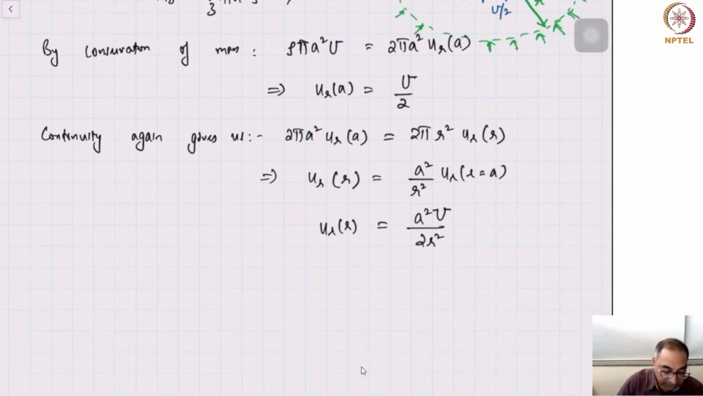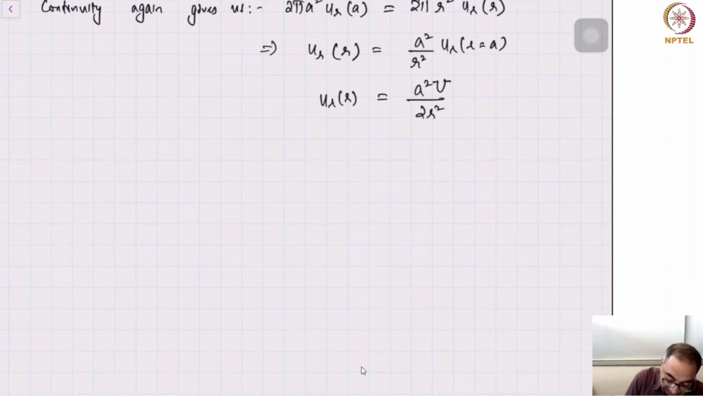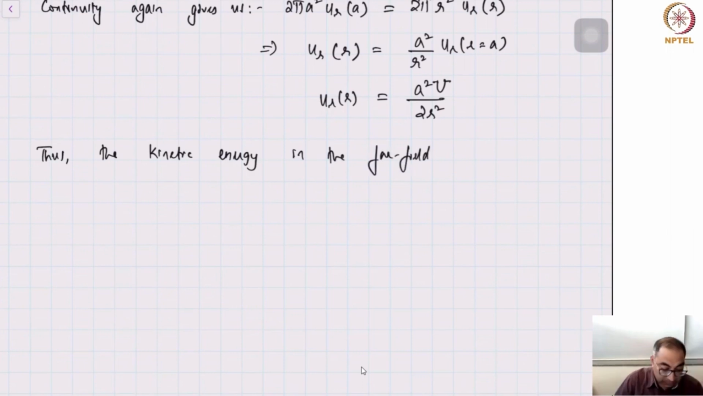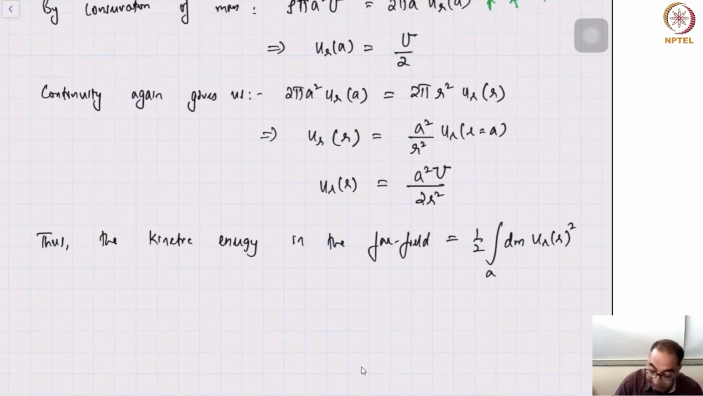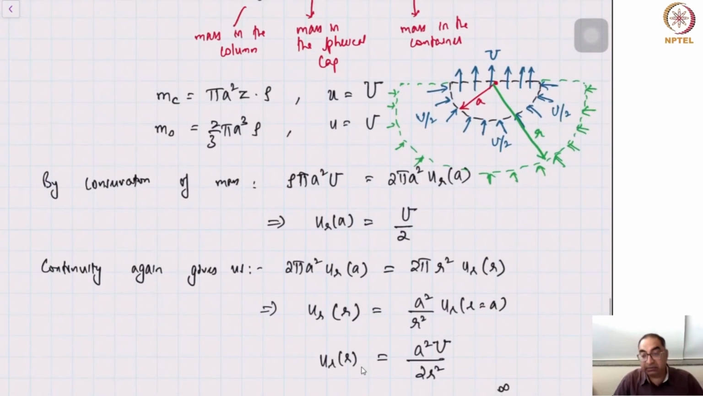Okay. So now I can write down the kinetic energy in the far field. This I can write as half, I basically integrate over the whole volume dm UR of r whole square. And in this case, I'm going from a to infinity. So in other words, I'm going from the edge of the spherical cap.